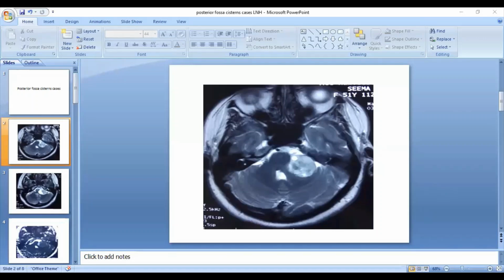So I will share two cases. One is a very simple and classic case of a left CP angle mass. This is a 51-year-old lady who came into the clinic with a history of headache, tinnitus and hearing loss. This is a T2 axial image showing a mass lesion within the CP angle system, which is slightly isointense to hyperintense.